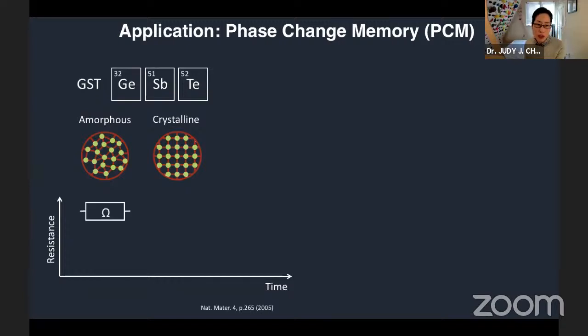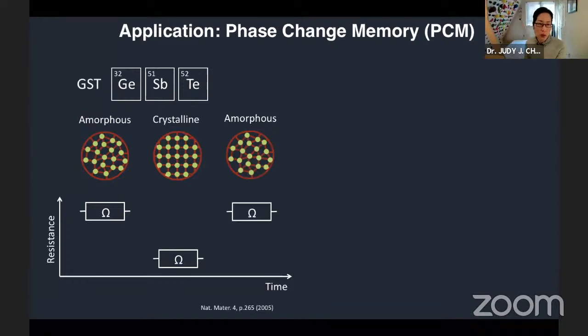In the amorphous state, the resistance is high, and in the crystalline state, the resistance is low. Using high and low voltage pulses, you can switch back and forth between the amorphous and crystalline states rather quickly and have high and low resistance states. That forms the basis of your memory, 1 and 0.